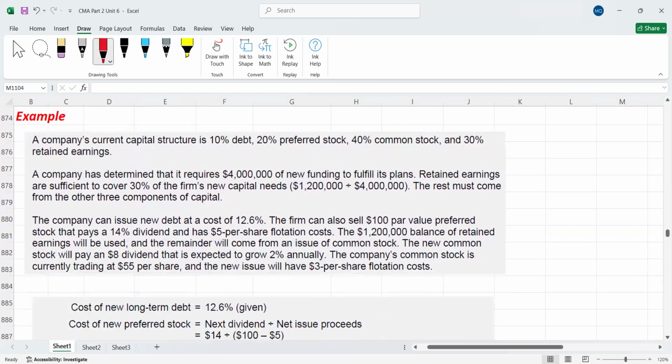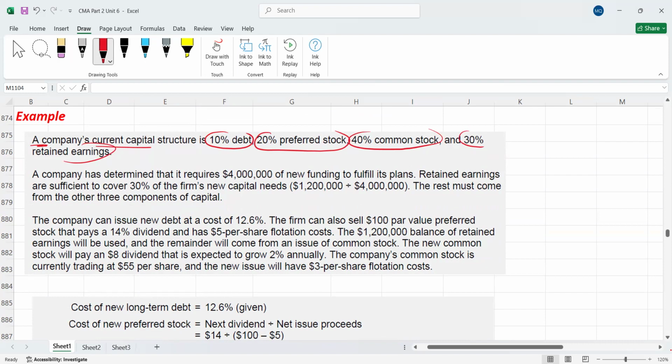So for example, guys, let's assume we have a small example. They're saying a company's current capital structure is 10% debt, 20% preferred stock, 40% common stock, and 30% is the retained earning. Actually, the weight is given.